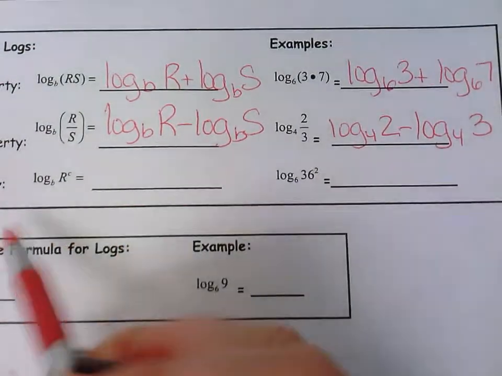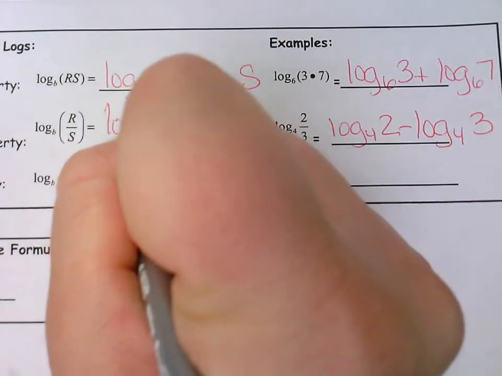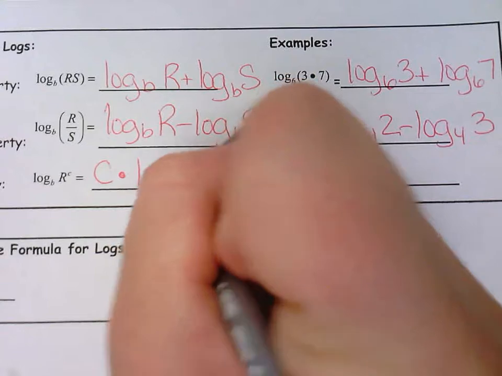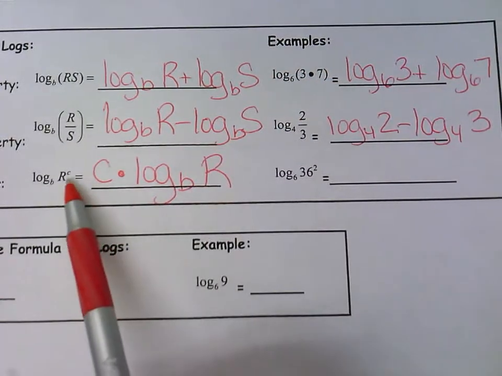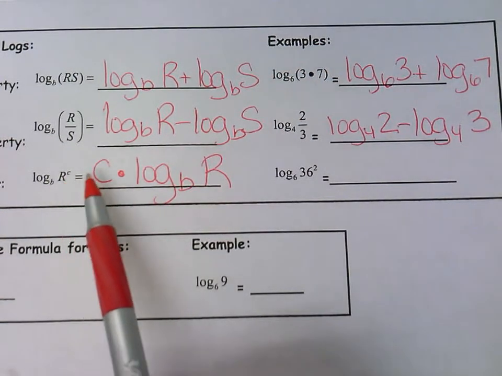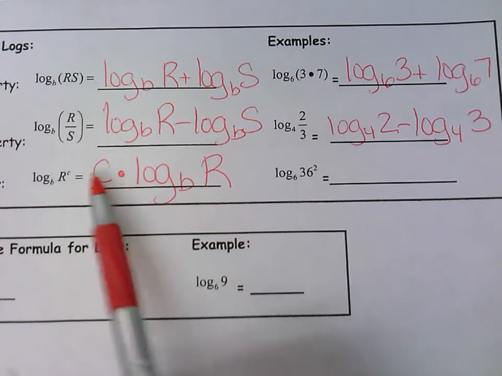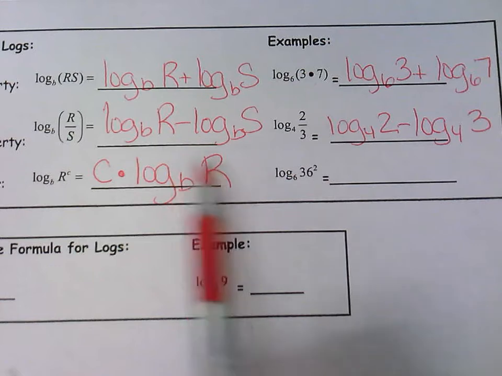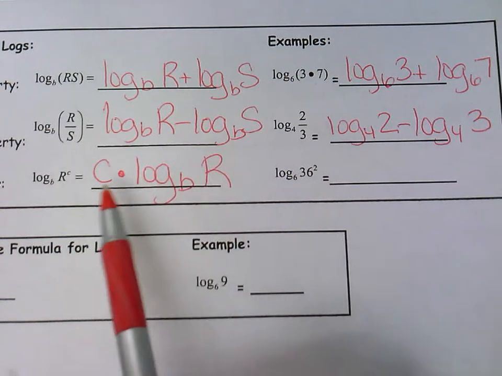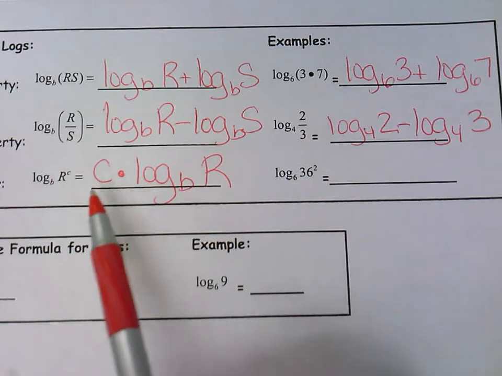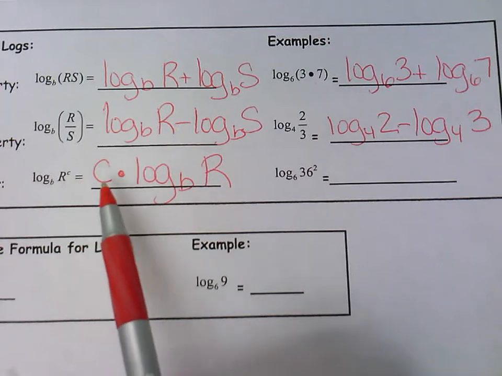So the power property says you have c times whatever log you have. So you're allowed to bring that little exponent power down front as a coefficient, and now you just have that many of those logs. So the base and the r stay the same. The power just comes down front. We're going to use that tomorrow when we're solving logs.